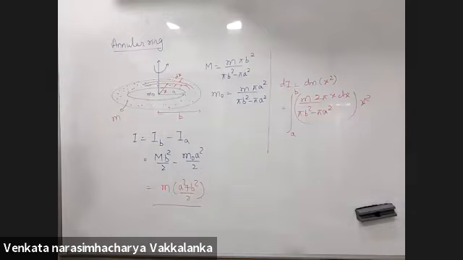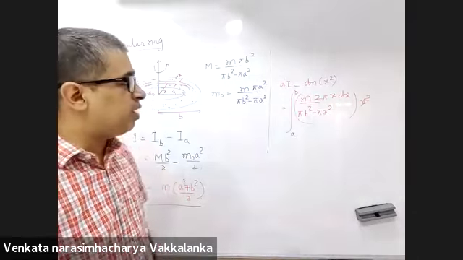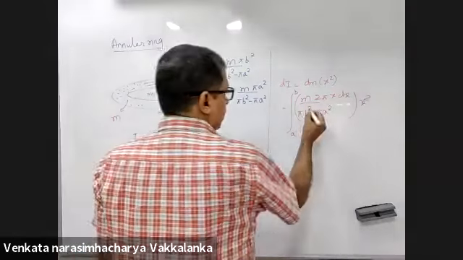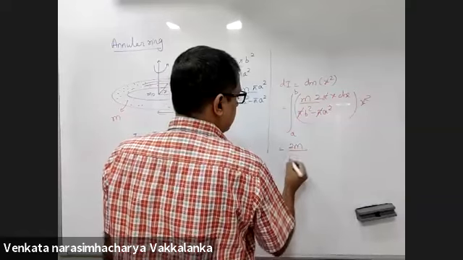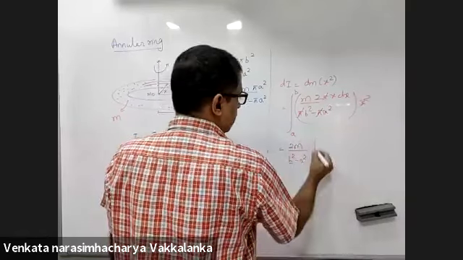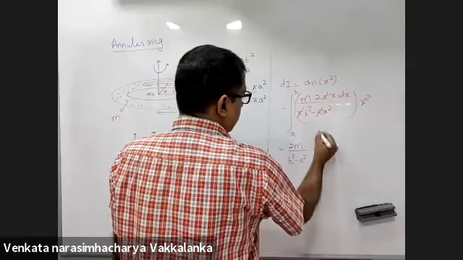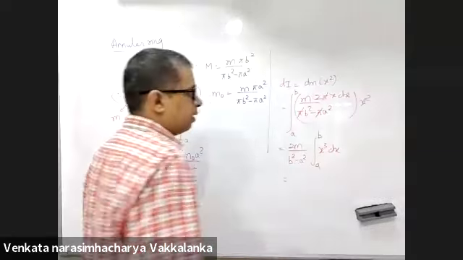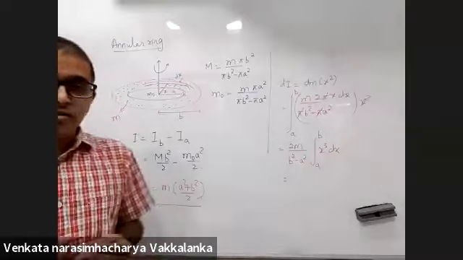Now, listen. Least value of x is A, maximum value of x is B. Pi gets cancelled. 2m by b square minus a square, integral of x cube dx from A to B. See if you are getting the same answer.